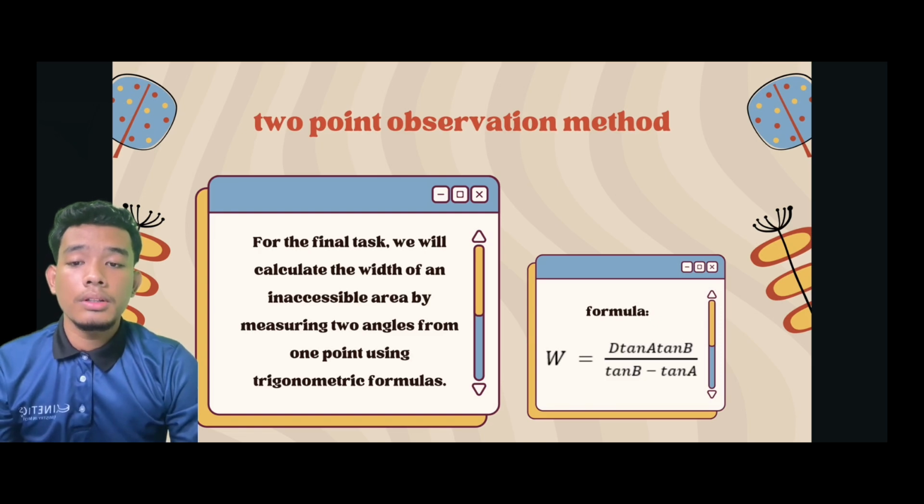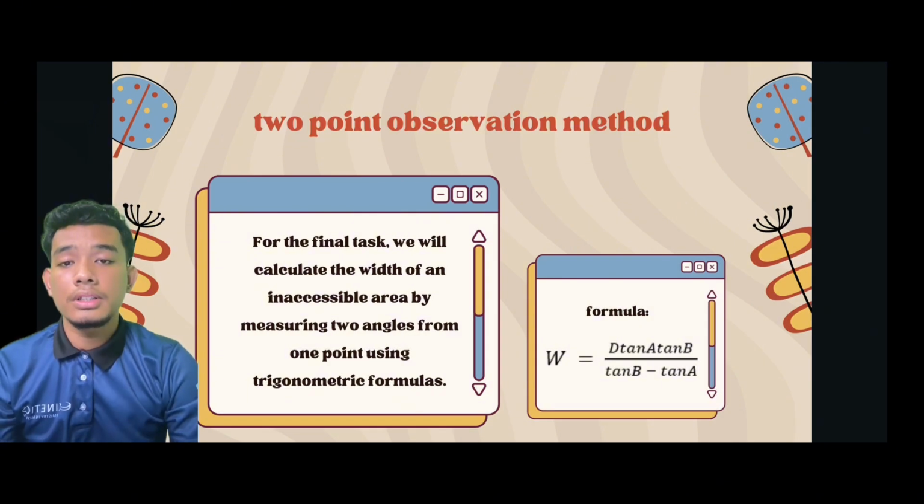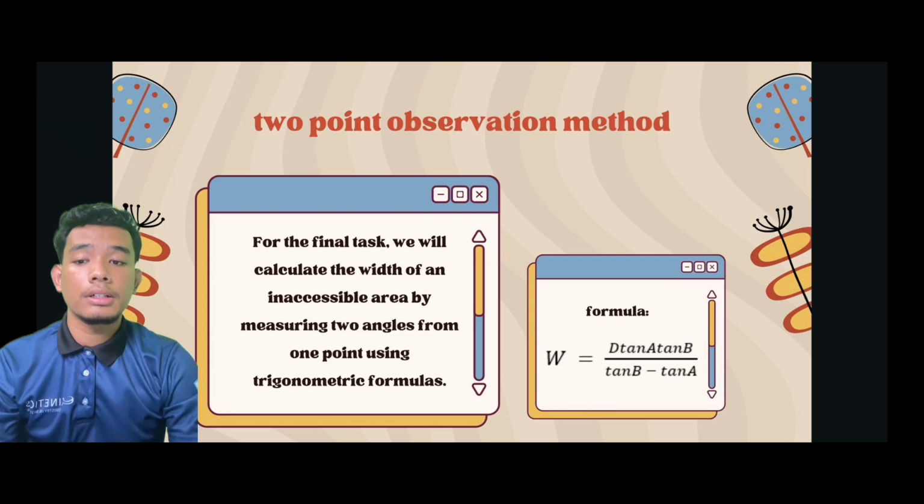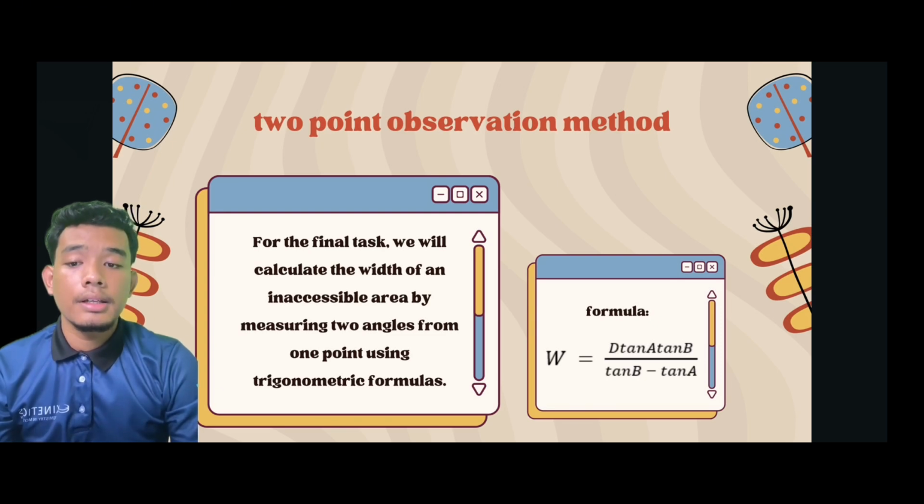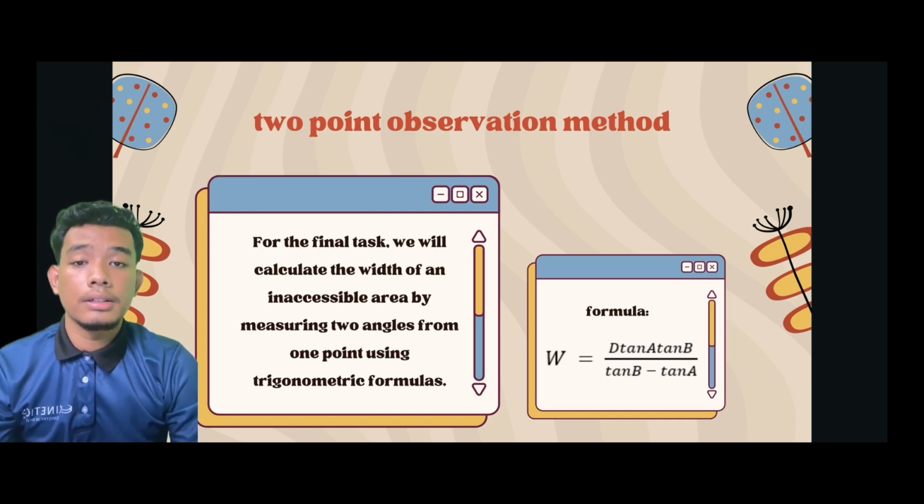Okay, 2-point observation method. We will calculate the width of an inaccessible area by measuring two angles from one point using a trigonometry formula. Besides, it is the formula W equal to D tan A tan B per tan B minus tan A. You can see it in the box formula.